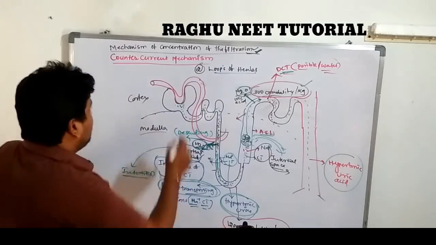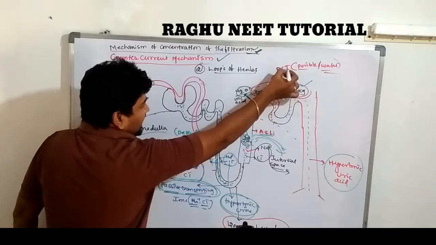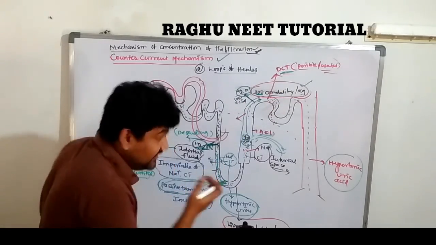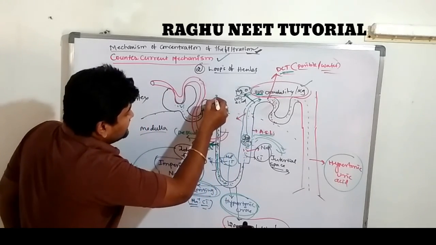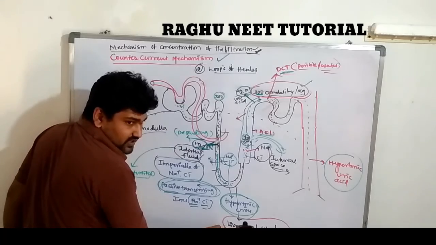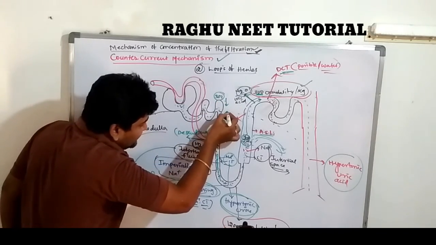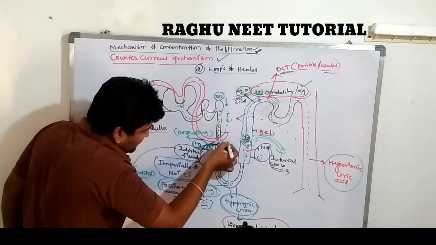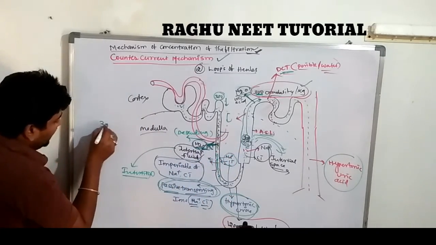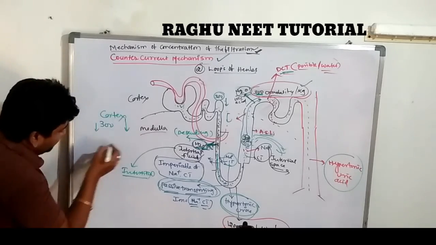So this is known as the countercurrent mechanism. Are you clear? The distal convoluted tubule is at 300 osmolality and the loop of Henle contains 1200 osmolality. From the cortex to the medulla, the pressure keeps increasing: 200, 600, 900, 1000, 1100 and 1200. The concentration gradually increases from the cortex to the medulla.